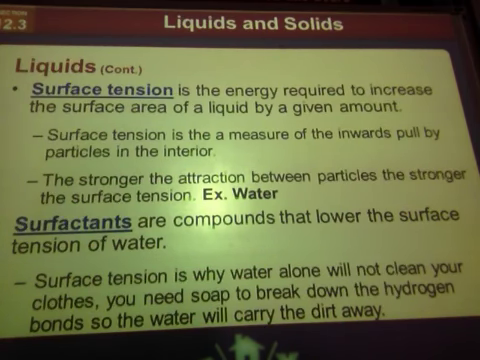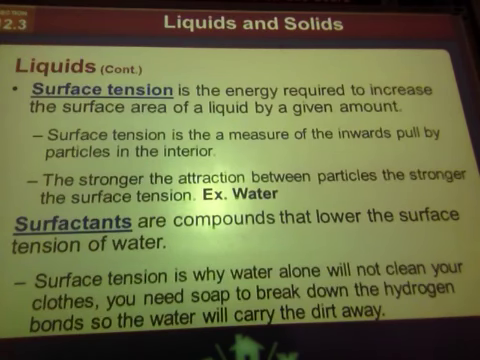Now, sometimes we don't want surface tension. Sometimes it's really hard, because if our clothes get dirty, it's really hard for us to get the dirt out of our clothes. It's also hard to break that surface tension sometimes. So we've developed something called surfactants, and surfactants are compounds that can lower the surface tension of water. So surface tension is why water alone is not going to clean your clothes.